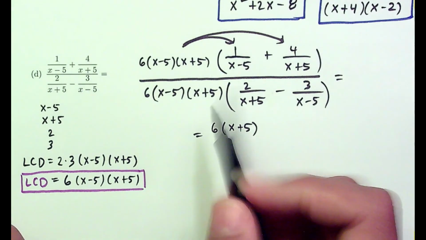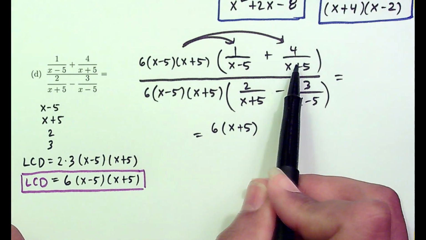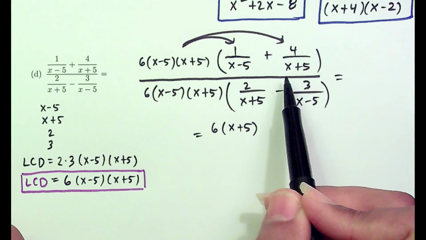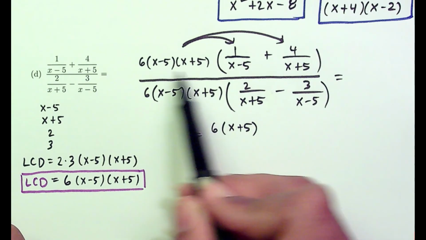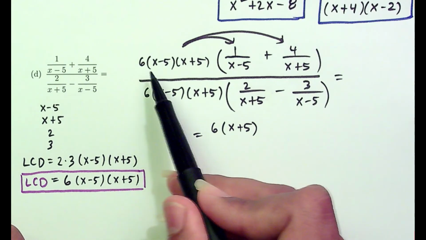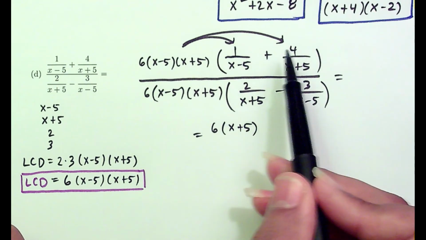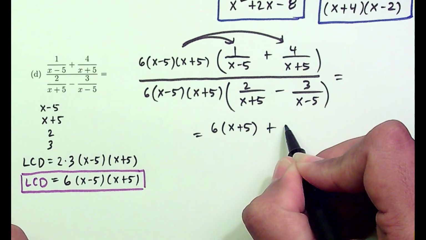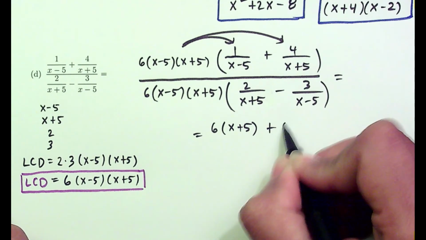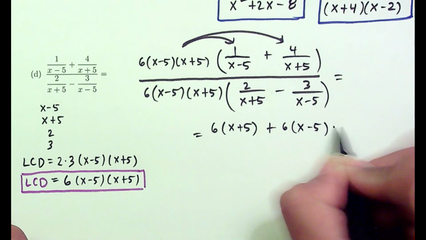Now when you multiply this by that, the x plus 5 are going to cancel. And you're going to be left with what? You're going to be left with 6, x minus 5, and the 4. You're going to be left with 6 times (x - 5) and the 4.